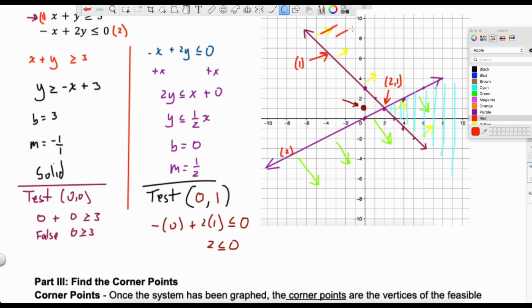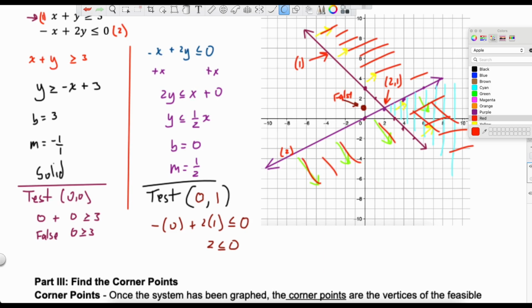So we're going to shade everything up on this side of the line. Then we plug in 0, 1 for the second equation. We couldn't use 0, 0 because it was on the line, so we'll just go above it a little bit. I'll try 0, 1. Negative 0 plus 2 times 1 is less than or equal to 0. 2 is less than or equal to 0. That's false. So this point was false.